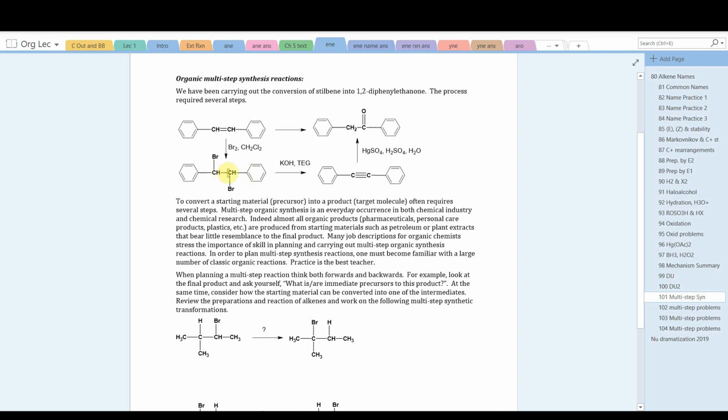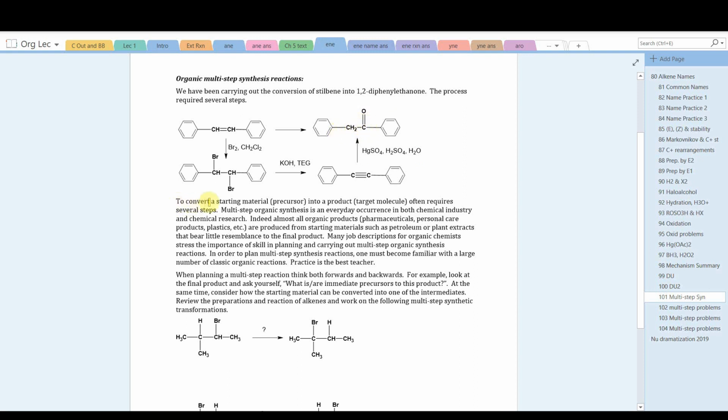Then 1,2-dibromo-1,2-diphenylethane undergoes double dehydrohalogenation with 2 moles of KOH to produce diphenylacetylene. And then finally, the alkyne is hydrated using mercury-catalyzed hydration. Mercury(II) sulfate and sulfuric acid and some water hydrates it to an enol, which spontaneously rearranges to a ketone.